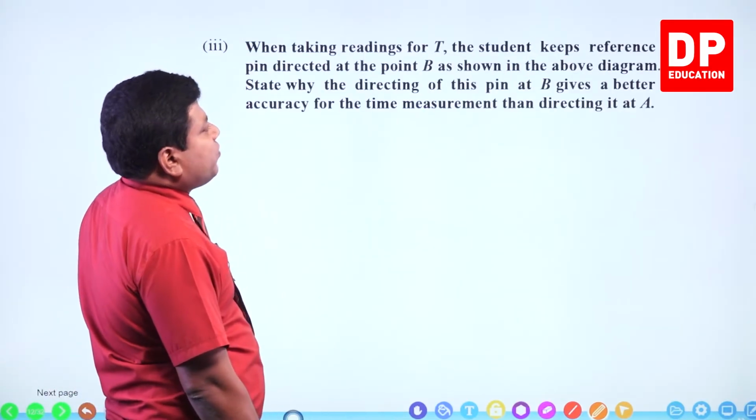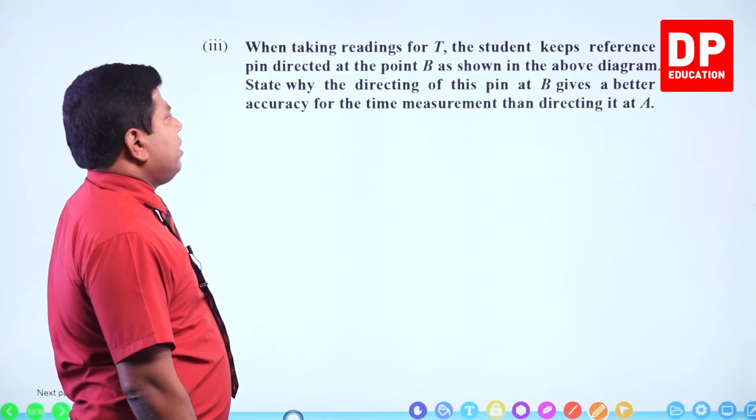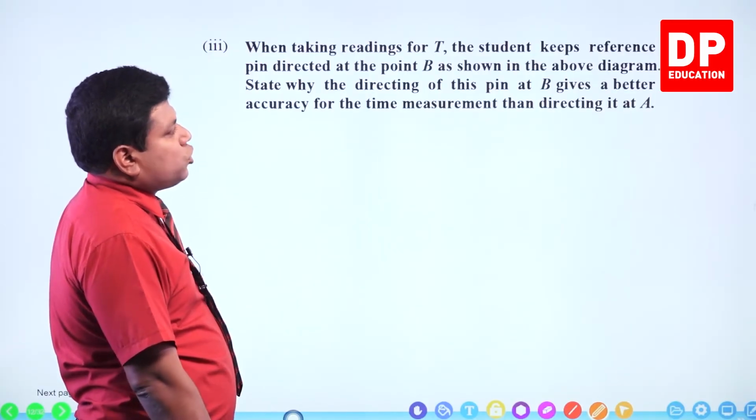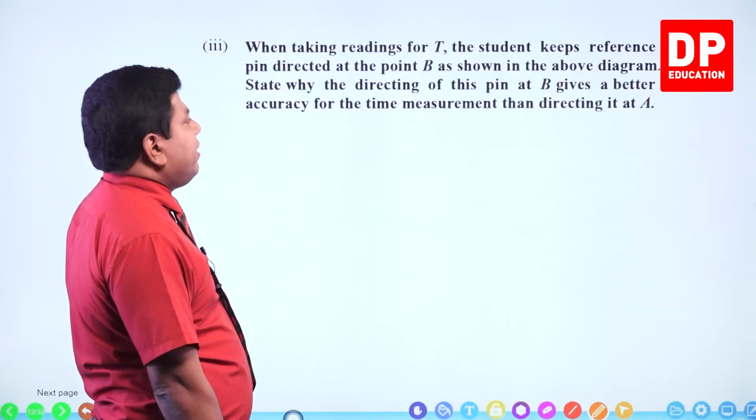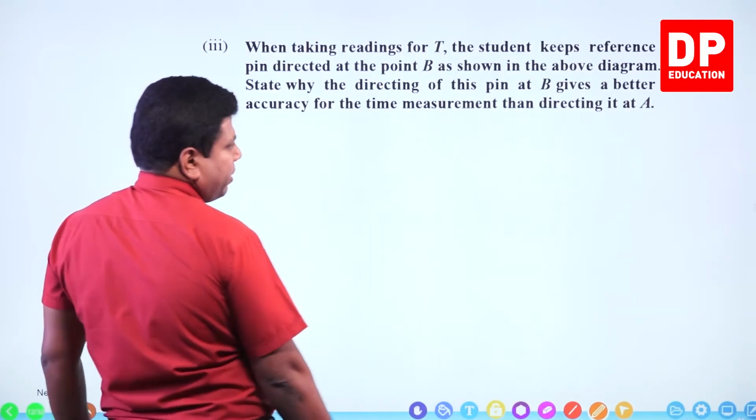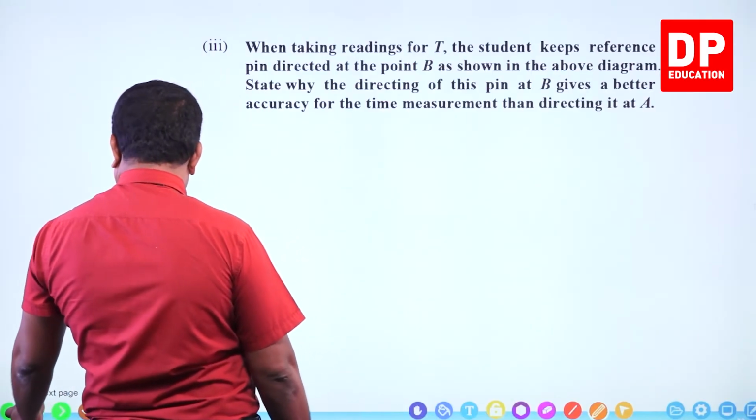When taking readings for T, the student keeps the reference pin directed at the point B as shown in the above diagram. State why directing of this pin at B gives a better accuracy for the time measurement than directing at point A.